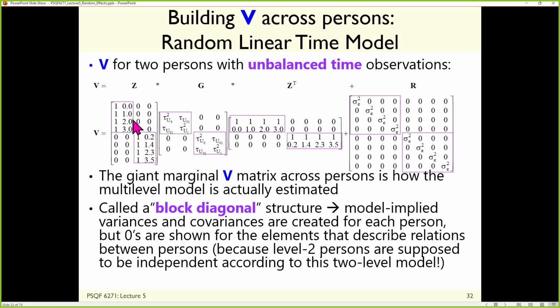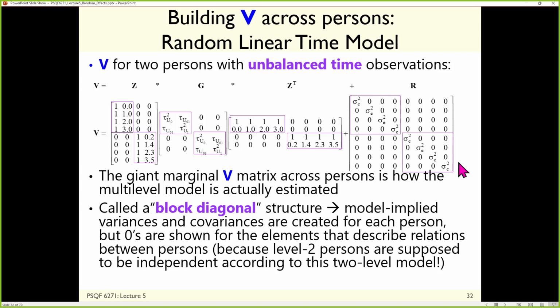So the purple box here, that's for the person that we just looked at, where they have 4 occasions that are balanced, they came in when they're supposed to. Now here is the data for another person who also has 4 occasions, but they're off. No worries. They still get those values multiplied by the same parameters in my G matrix, my random intercept variance, my random slope variance, and its covariance. And then we add the same residual variance.